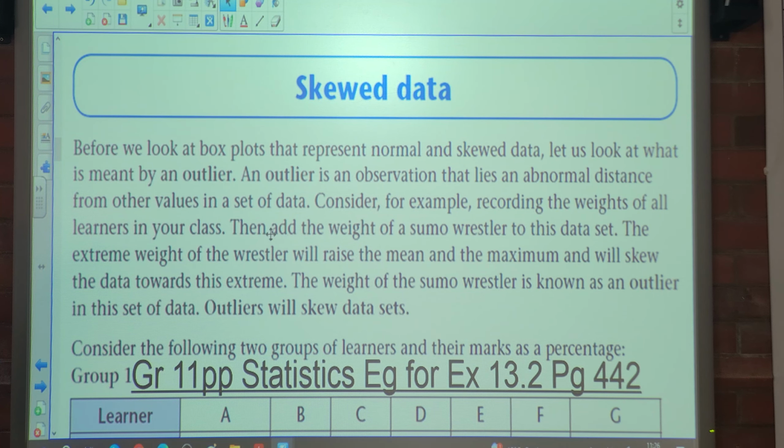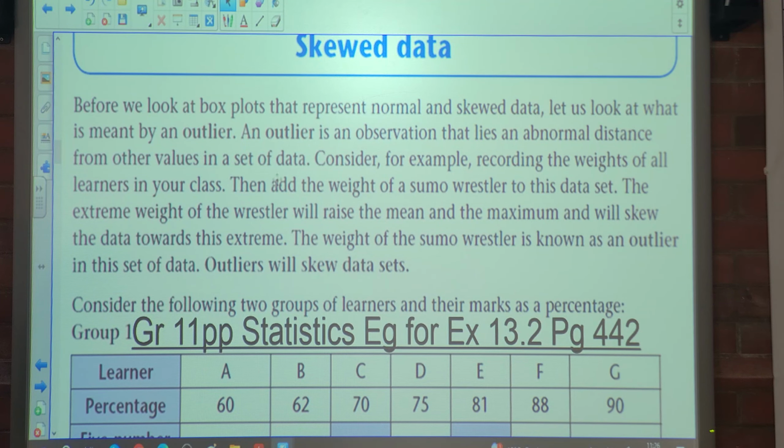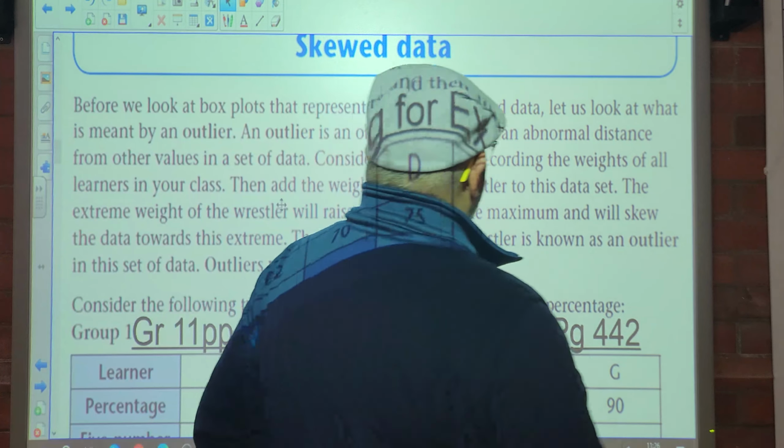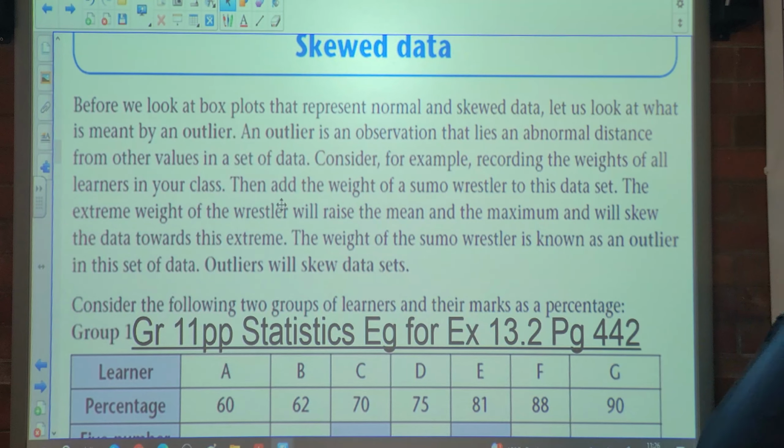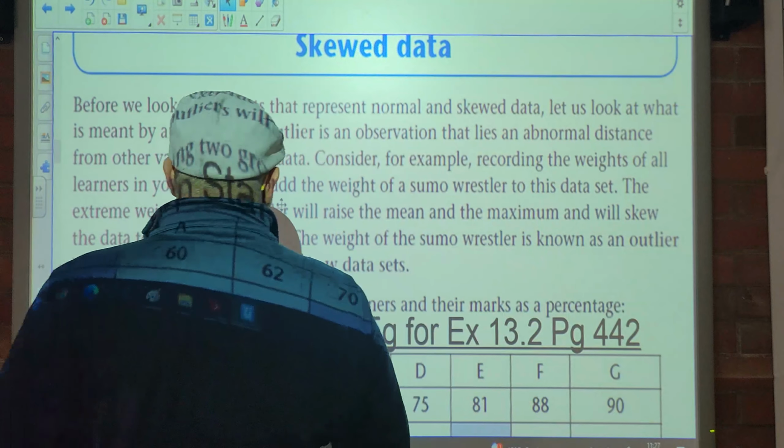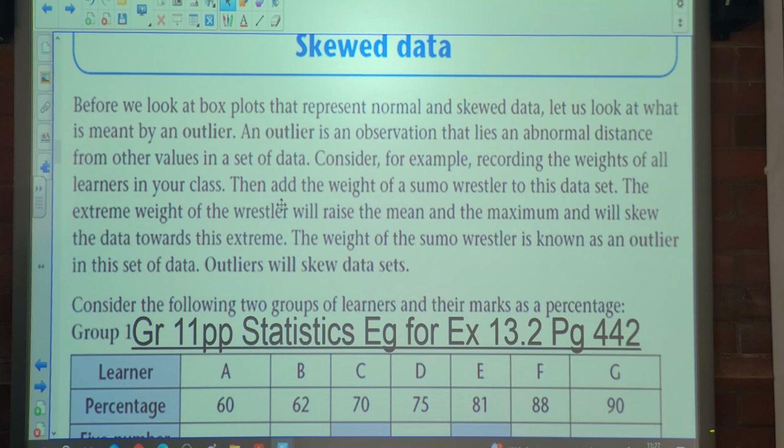Let us look at what it means to be an outlier. An outlier is an observation that lies an abnormal distance from the other values in the set of data. Consider, for example, recording the weights of all learners in the class. Then add the weight of a sumo wrestler to that data set. Okay, so all of you are like 40, 50 kilos, no? The sumo wrestler comes in at 140, 150, if not more. You guys understand? So here again would be an outlier. Not so.